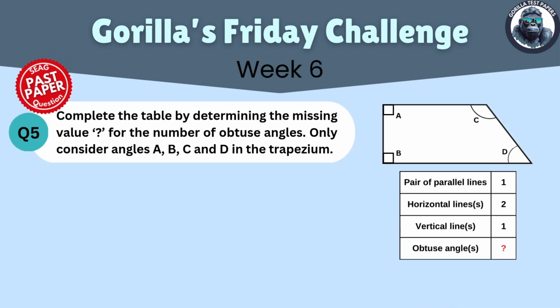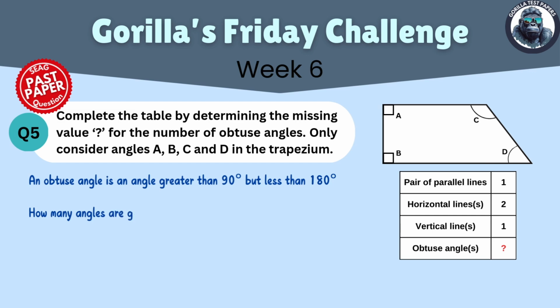First, we need to recall the important information from question 1, which is that an obtuse angle is an angle greater than 90 degrees but less than 180 degrees. Now we need to identify how many angles are greater than 90 degrees but less than 180 degrees. So let's check each given angle.